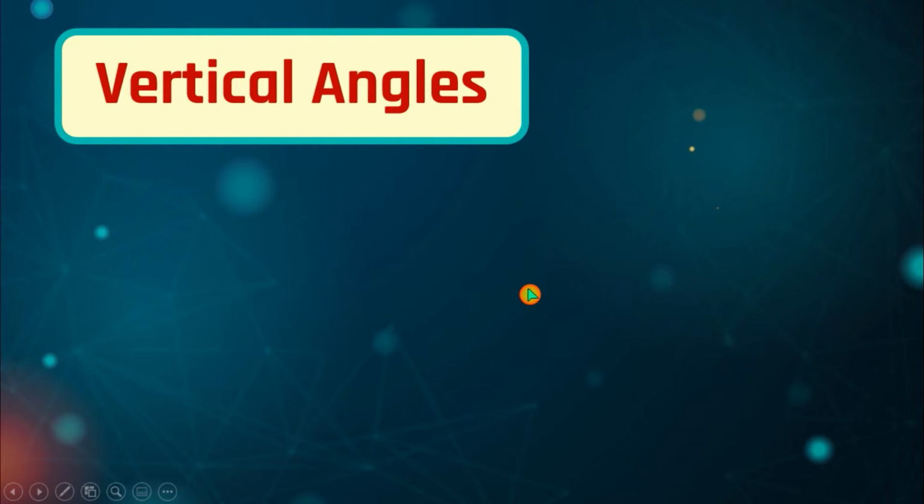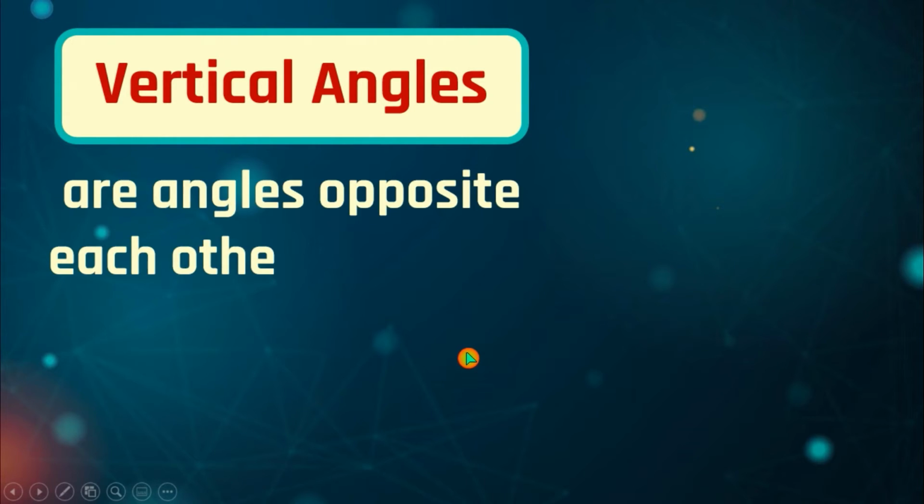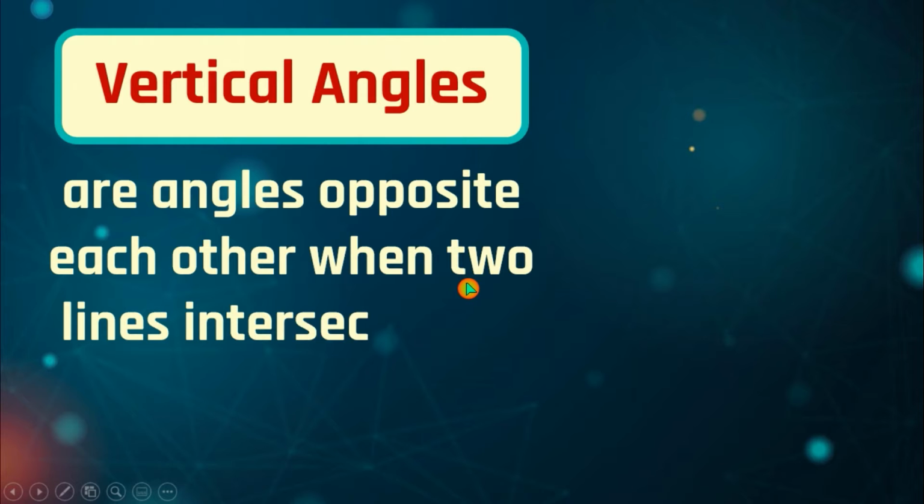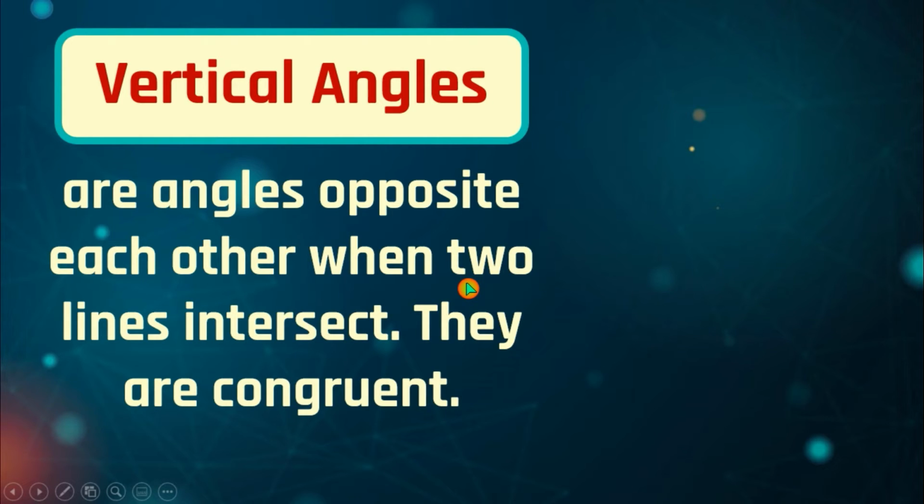Okay, next, let's proceed to one of the important pairs of angles that we are going to have, the vertical angles. These vertical angles are angles opposite each other when two lines intersect. They are congruent. Okay, so sinabi dito na ang vertical angles, nabubuo siya out of two lines that intersect with each other. And sinabi pa dito na ang vertical angles ay congruent, meaning they are of the same measure.